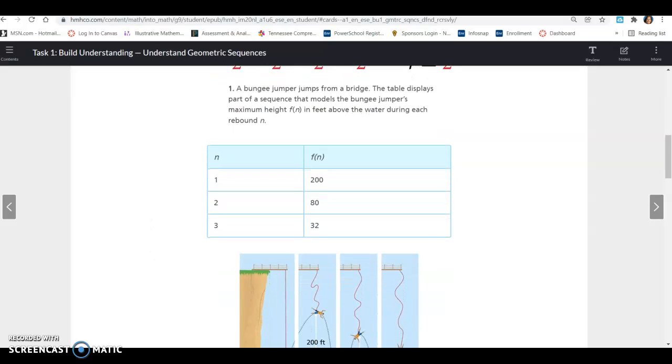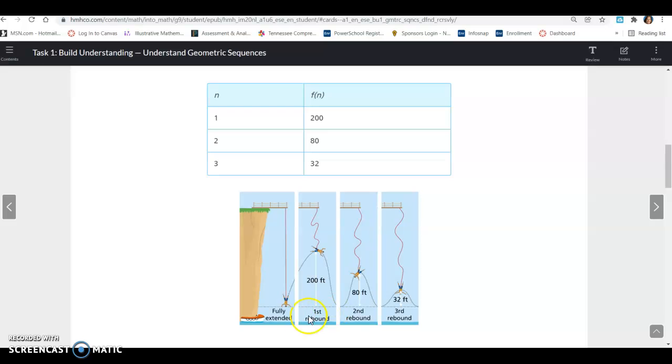All right, a bungee jumper jumps from a bridge. The table displays part of a sequence that models the bungee jumper's maximum height, f of n, in feet above the water during each rebound n. All right, so we've got a table, and they gave us a picture here. So the first time was fully extended, and then after the first rebound, he rebounded 200 feet. That's 200, and then the second rebound, he rebounded 80 feet, and the third time he rebounded 32 feet.